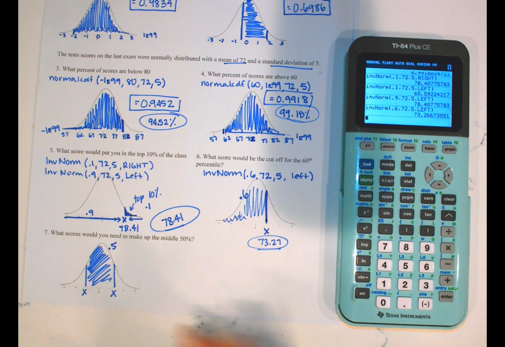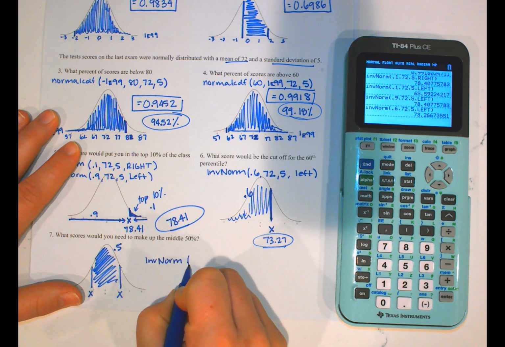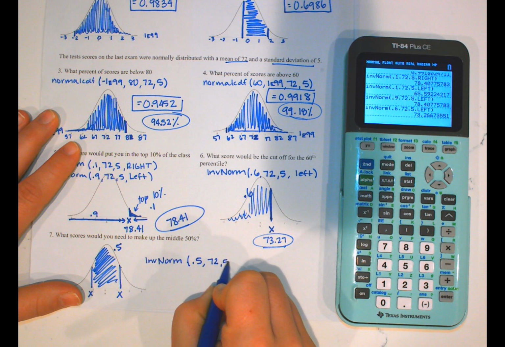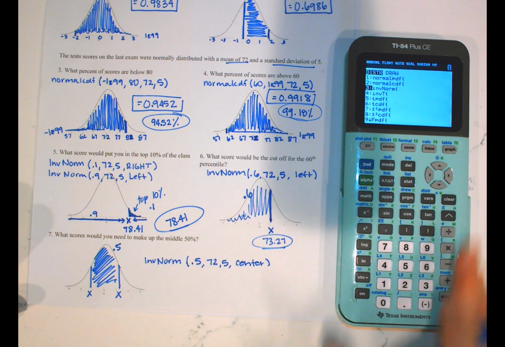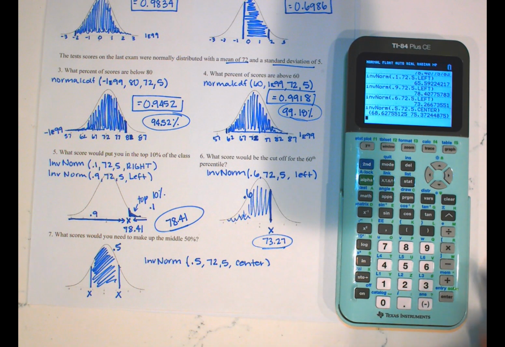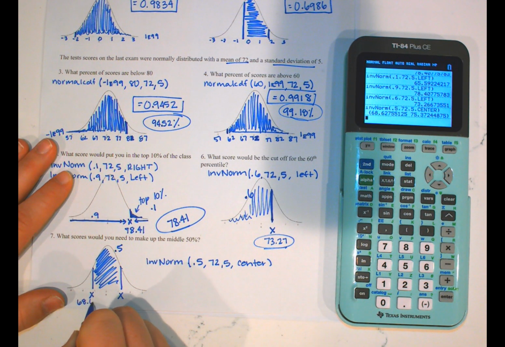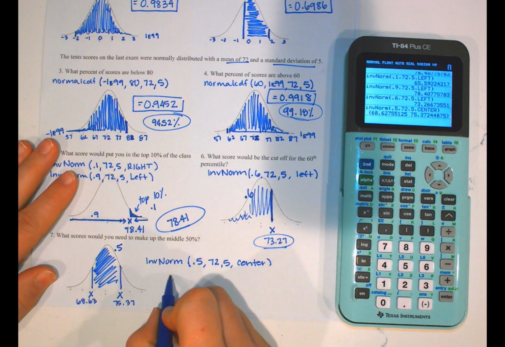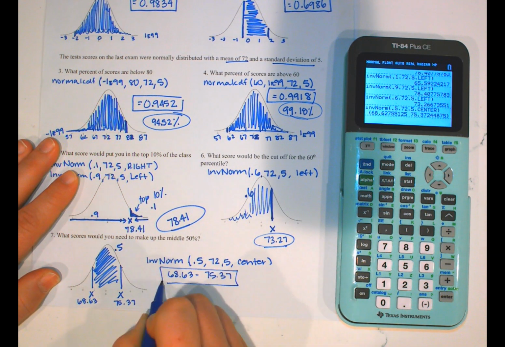So now, if your calculator is newer, I can do my inverse norm of 0.5, mean of 72, standard deviation of 5, and pick center. So if I do that, area is 0.5, mean is 72, but now I want to know the center. It's actually going to tell us the two values that make up the center. So 68.63 and 75.37. Those are those two values. So if you have a score between these two, you would make up the middle 50%.